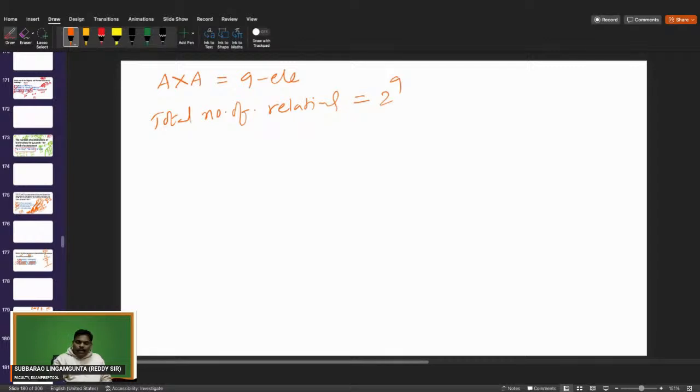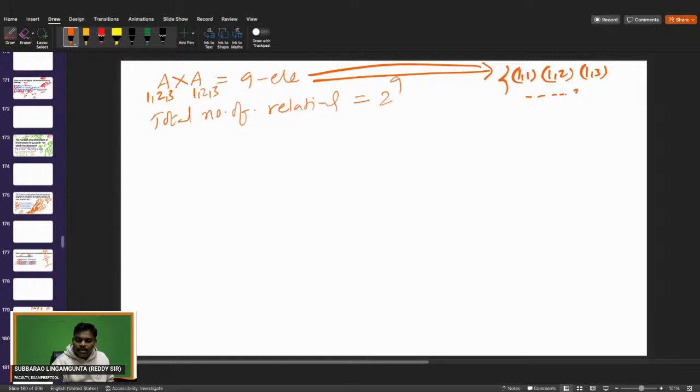If A is equal to, assume that, 1, 2, 3, then A cross A, if you do, totally 9 combinations. If anyone says, sir, what are those 9 combinations? This may be the case: 1,1, 1,2, 1,3, and so on, lastly 3,1, 3,2, 3,3. So these are the 9 pairs. So 2 power 9 relations possible.